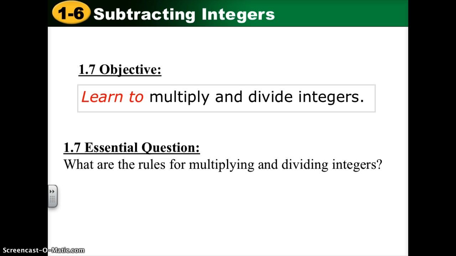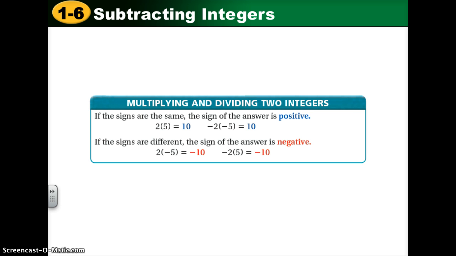And section 1.7, the objective, learn to multiply and divide integers. Essential question, what are the rules for multiplying and dividing integers? Here they are. If the signs are the same, the sign of the answer is positive. If the signs are different, the sign of the answer is negative. A little more straightforward than adding and subtracting. It's kind of nice if you can remember those two rules. You know your multiplication facts already, you've got it.